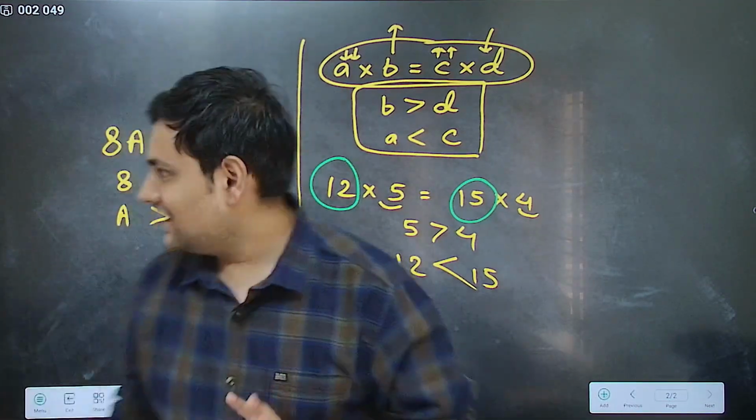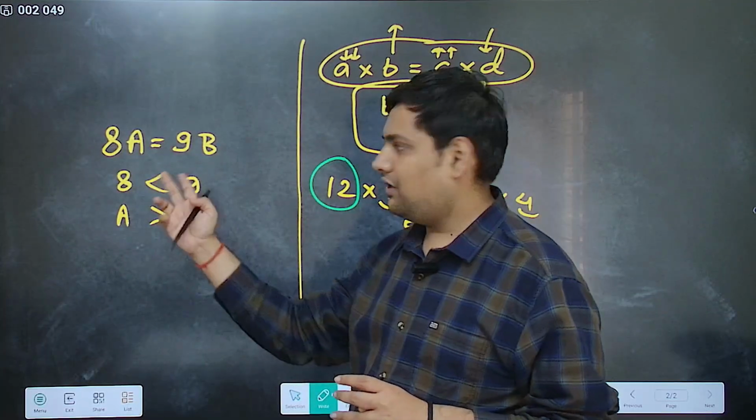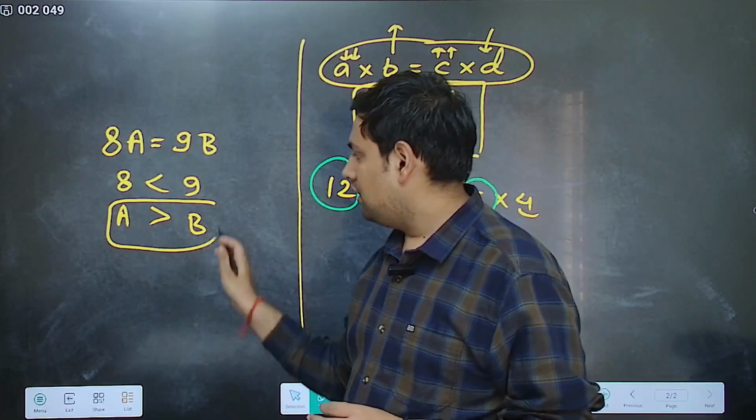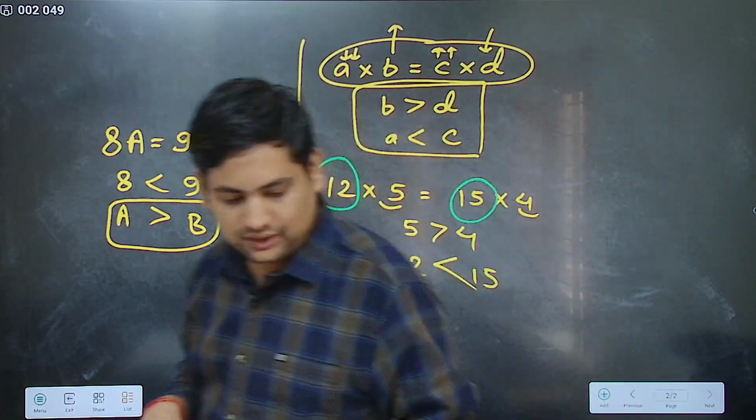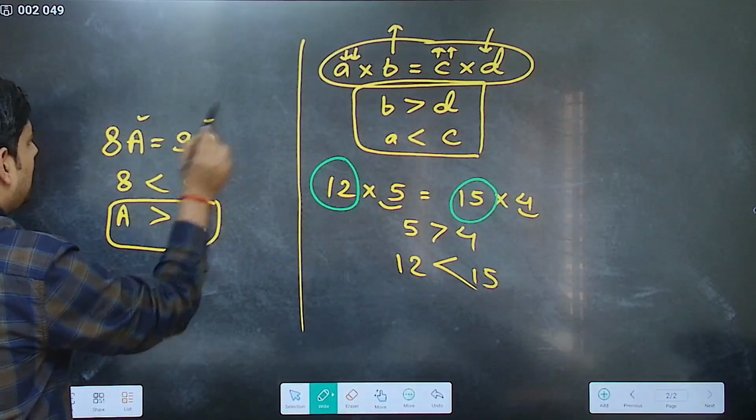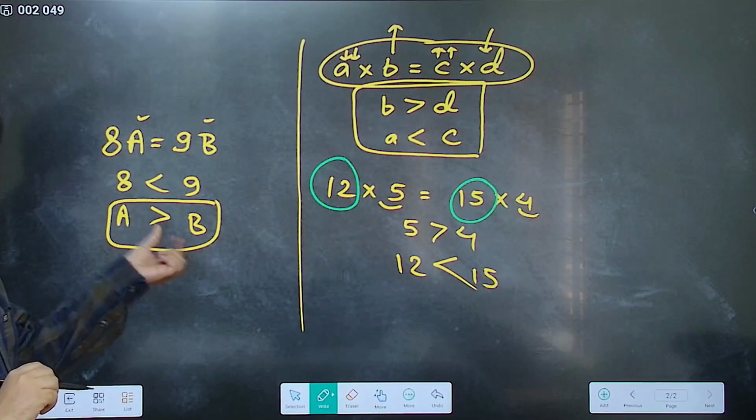This much you get, easy way. You write the sign between them and this will become the sign of the remaining two. So A will be greater than B. Now just by observation, see this. Here A and B are written like this. Now clearly A is coming out to be greater than B.